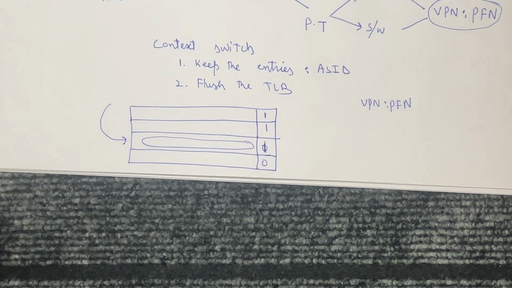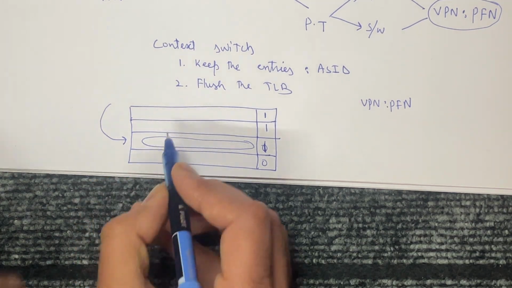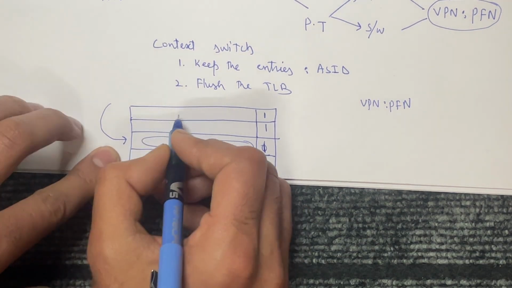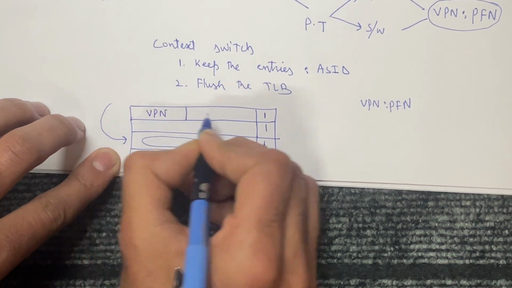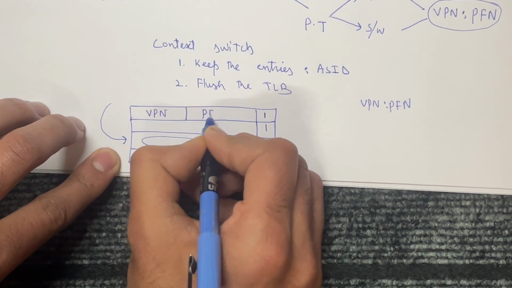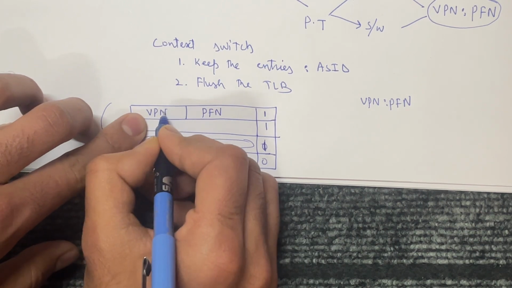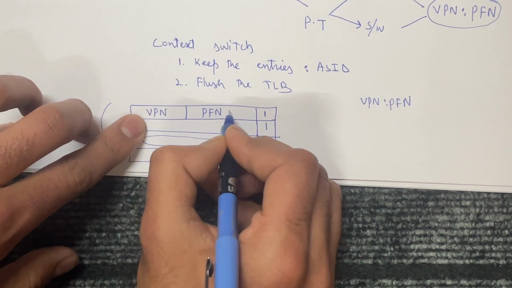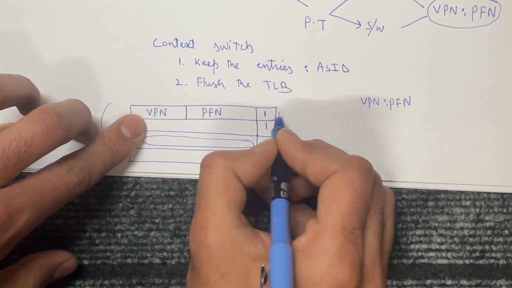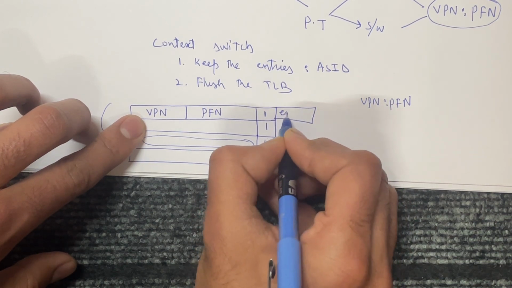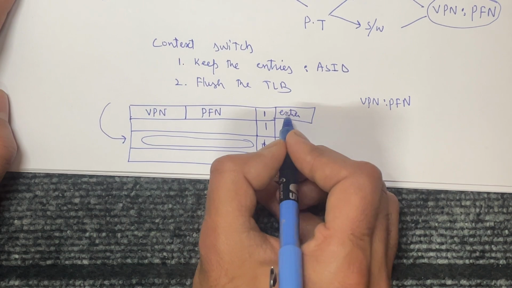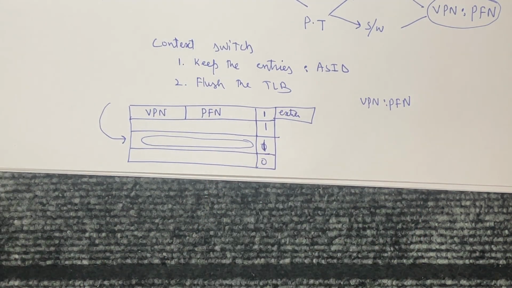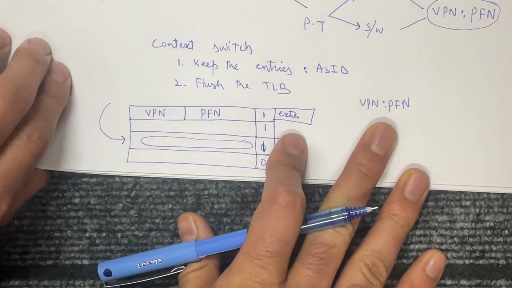Okay. So this is our TLB, and as I said, the structure of the TLB will be that it will store the VPN to PFN, so the virtual page number and the physical frame number, and some extra bits. So the extra bits are the valid bit, permission bits and application specific identifier. So this was all about the TLB.